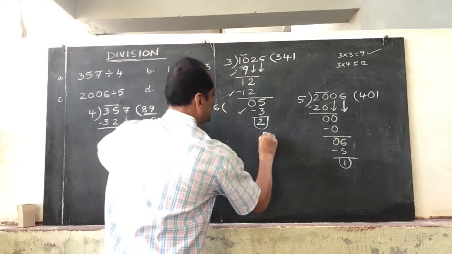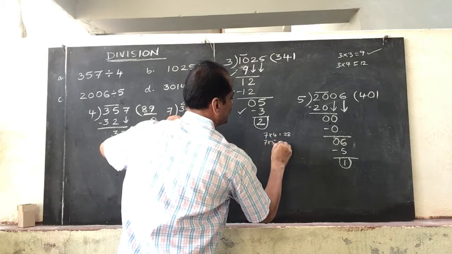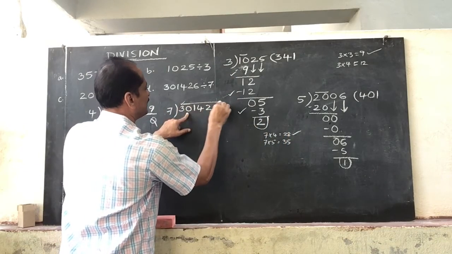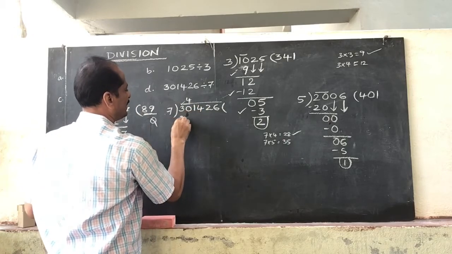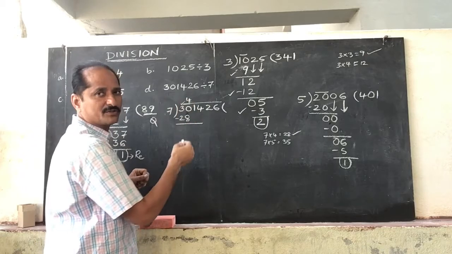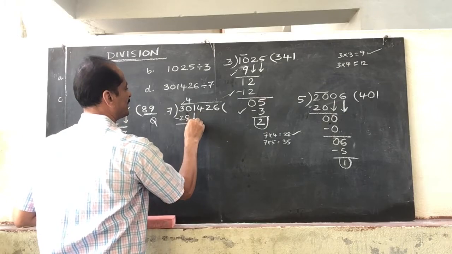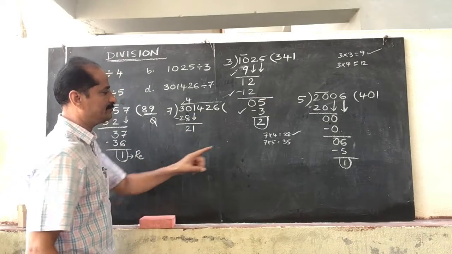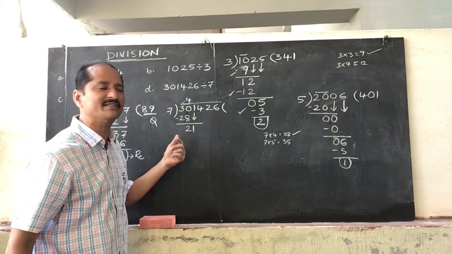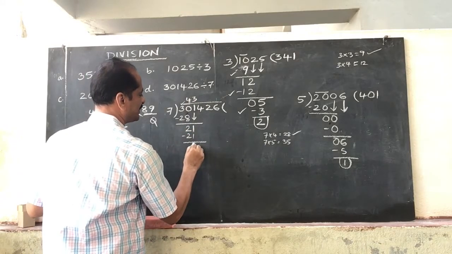So 7 4s are 28. 7 5s are 35. Of these two we should take 7 4s only. Here we are writing the quotient. 7 4s are 28. Now remember, 30 minus 28. 2 is the remainder. Then bring down the next digit. 21 it became. So we know the 7th table, how many 7s are there in 21? 7 3s are 21. Now 21 minus 21, 0.